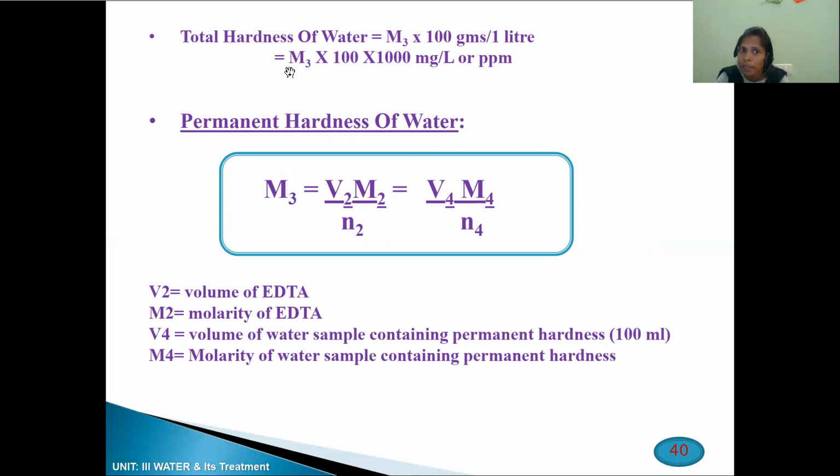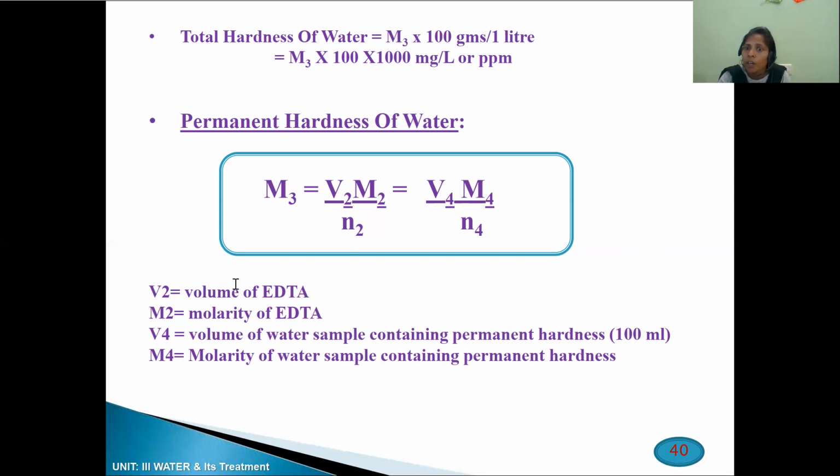By knowing M2, we can find out M4 also. Permanent hardness of water: M2V2 by N2 is equals to M4V4 by N4. No need of M3 here. M2V2 by N2 is for EDTA and M4V4 by N4 is for our hard water sample, that is the boiled water sample. M2 we know, that is the molarity of EDTA. V2 is the volume of EDTA and V4 is the volume of our boiled water. M4 is the molarity of our water sample, that is the permanent hardness.